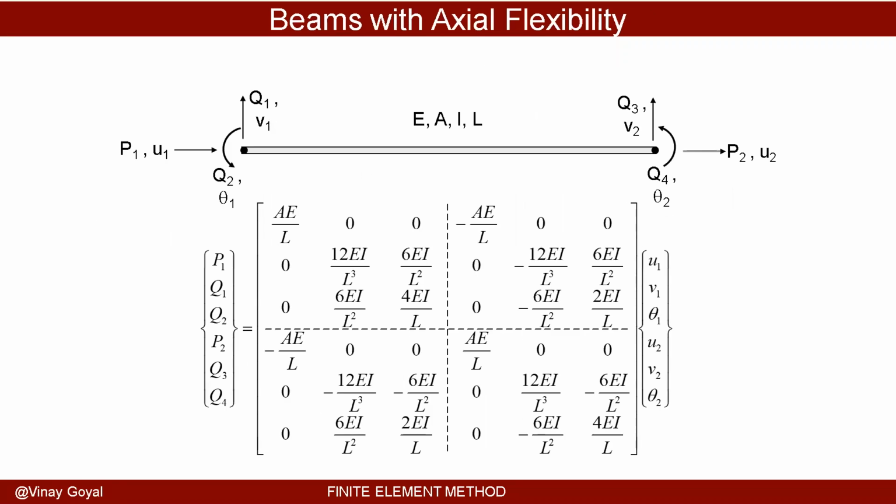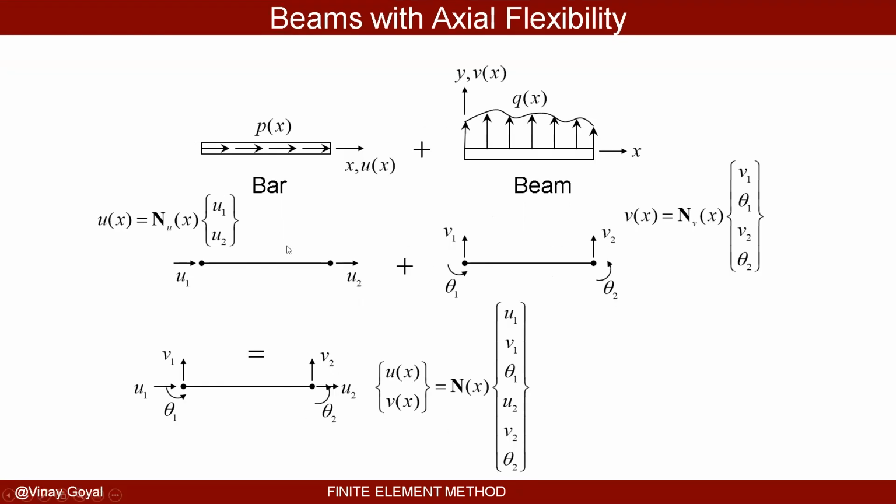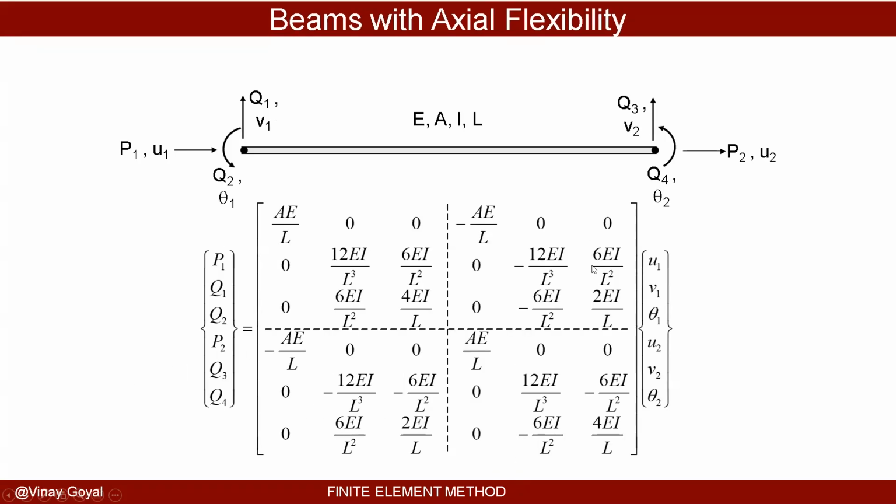So if you work out the math and you use the shape functions that were derived for the bar and the beam, and you work through the problem, you'll find that the stiffness matrix for a beam with axial flexibility is going to look like this. You can recognize the EA over L and minus EA over L showing up, with the rest 0, because obviously the beam transverse deflection is not coupling with the axial deflection of that beam.